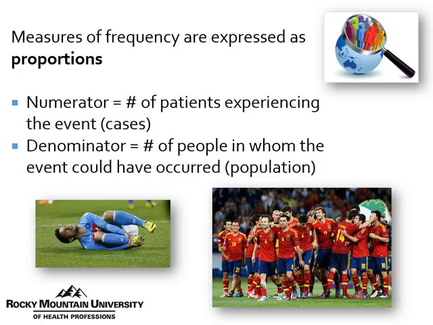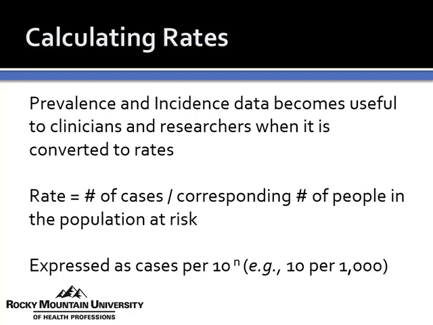Measures of frequency are expressed as proportions, the number of cases in the numerator, number of patients experiencing the events, and the denominator, the number of people in whom the event could have occurred. Prevalence and incidence data become useful to clinicians and researchers when it is converted to rates. Rate is the number of cases divided by the corresponding number of people in the population at risk. It's expressed as cases per 10 to some nth power. For example, 10 per 1,000.